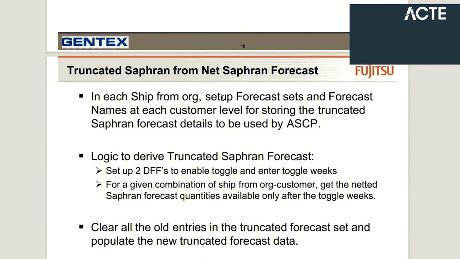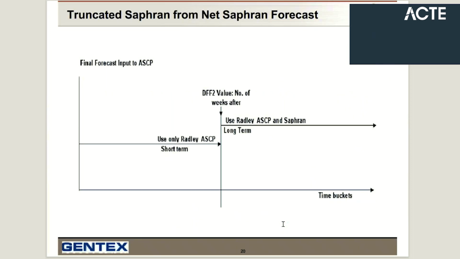So what is the work which you are giving? You are shipping something from an organization. You are forecasting sets and then you give the name for that set. And then you transfer those items from one level to another level. So that's what he is mentioning.